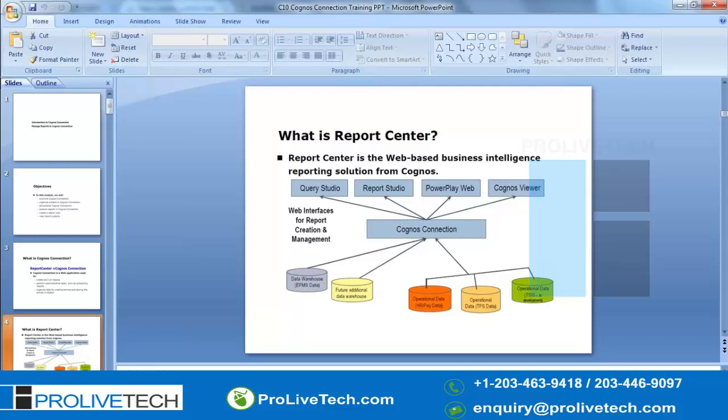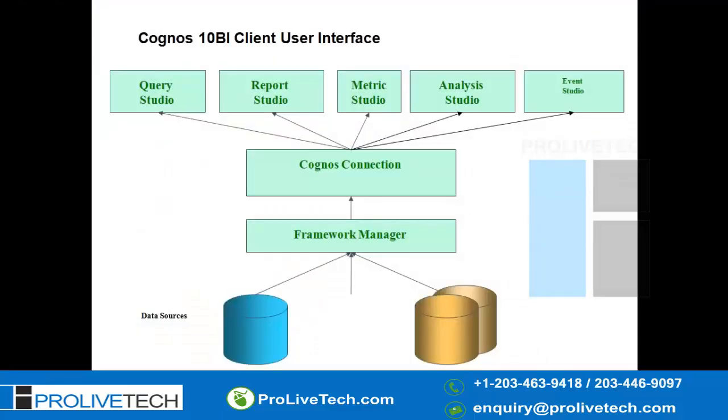Cognos connection is a central hub where you will have all the packages, and whatever reports you have created will also be available in Cognos connection for you. So once you have created a package in Cognos connection, from here you can access these studios: Query, Report, Metric, Analysis, and Event Studio. These are the different studios which you can access from Cognos connection.